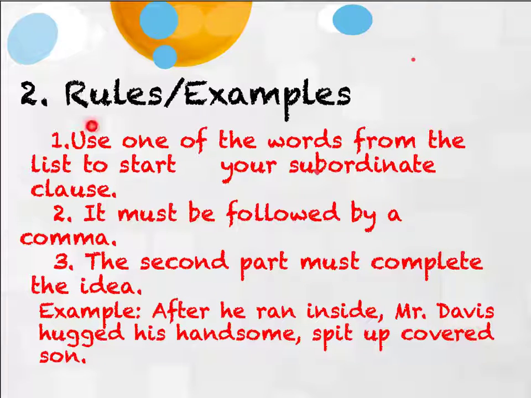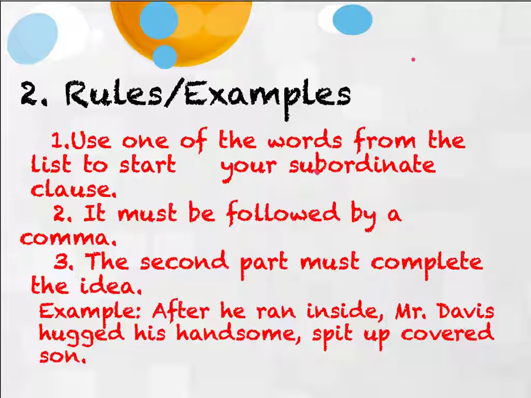Okay, let's go over now the rules and examples. Rule number 1, use one of the words from the list to start your subordinate clause. That list is posted on my website right above the video itself. Rule number 2 is it must be followed by a comma. Rule number 3, the second part must complete the idea.